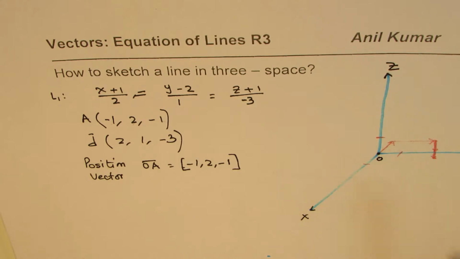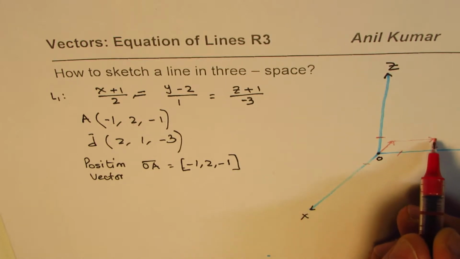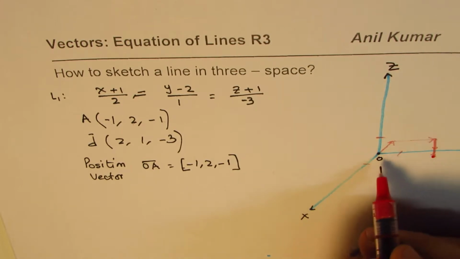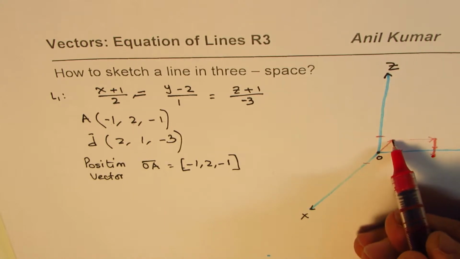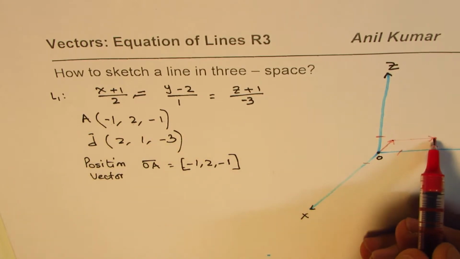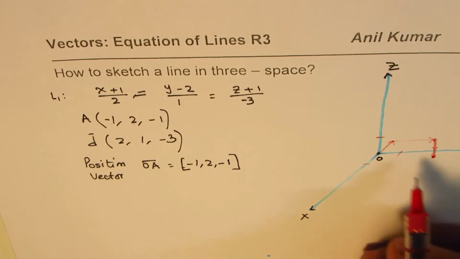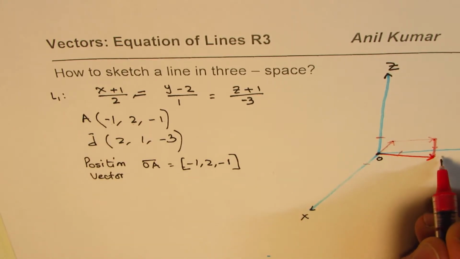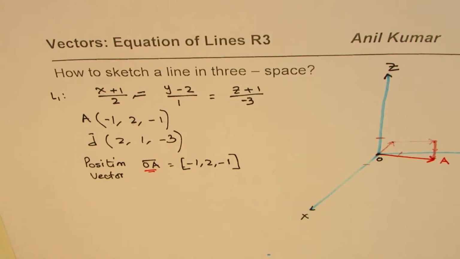Anyway, let me sketch this point first. This point is P. I kind of extended it; I didn't want to put it very close to the y-axis. But I hope you've understood. Minus 1 means go in the opposite direction to plus along the x, 2 units along the y, minus 1 unit down, right? If you have a proper graph paper, you could know exactly where, but I'll just connect O with P. So this is my vector OA, my position vector OA. I hope you got this one.